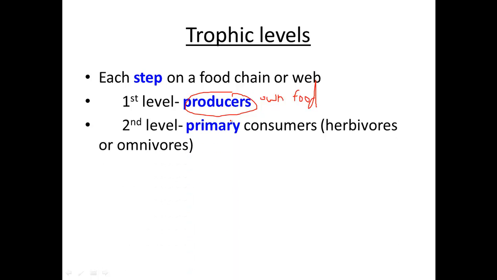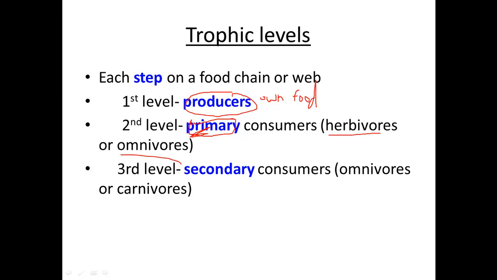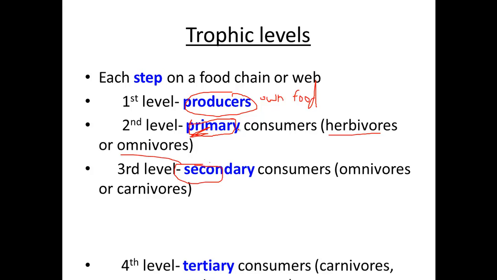Then, those who eat plants are considered primary consumers. Primary means the first to eat. So if they only eat plants, they're the herbivores, or if they eat plants and meat, they're considered omnivores. So this is the second level. Now, those who are going to eat the things that eat plants are the secondary consumers. So one, secondary, second, number two, and those are going to be eating these animals.